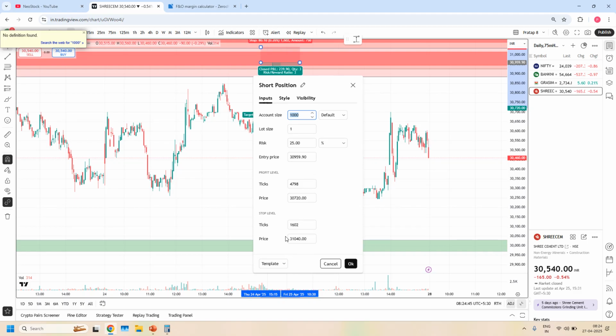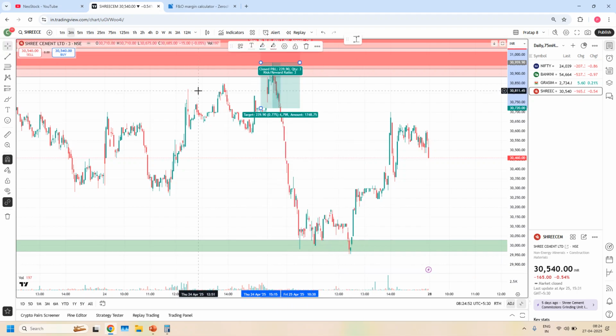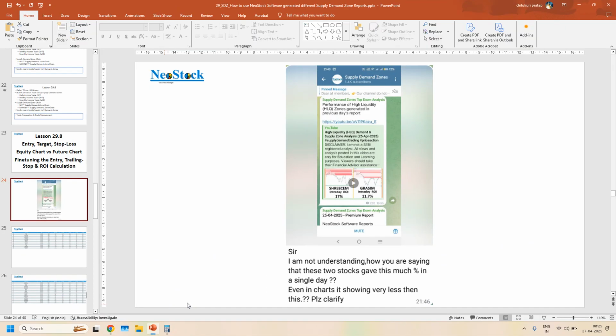Why am I using a higher value? Because you already learned the stop buffer concept. The 3% ATR value. Where is that 3% ATR value? Here.